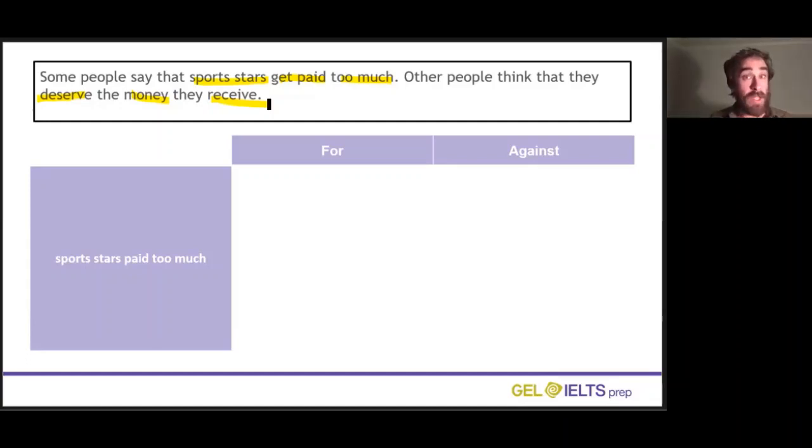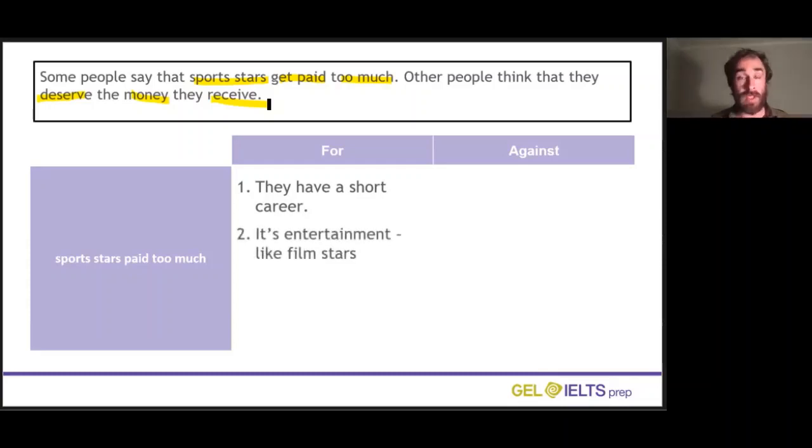It doesn't have to be your opinion, it just has to show off your English and your ability to construct and develop an argument. So sports stars are often paid too much, but why is this and how can I defend this? Well, maybe I could say sports stars have a very short career, so they need to earn a lot of money in that short time because they retire early.